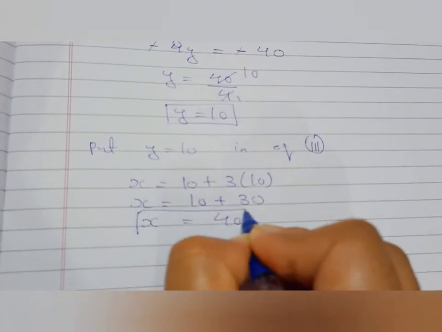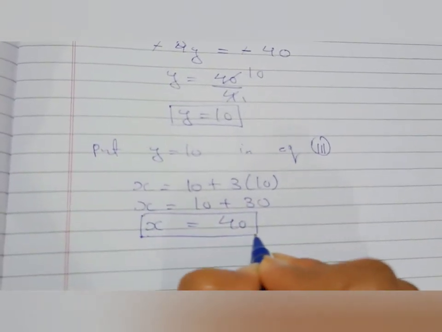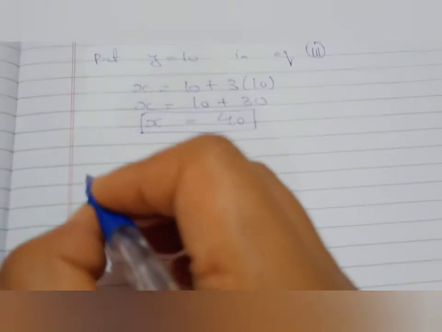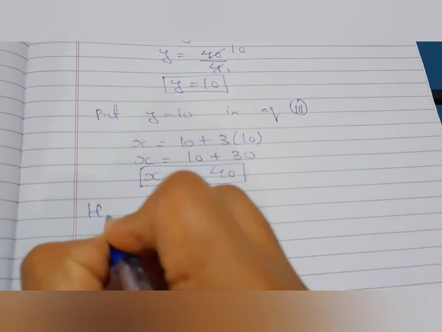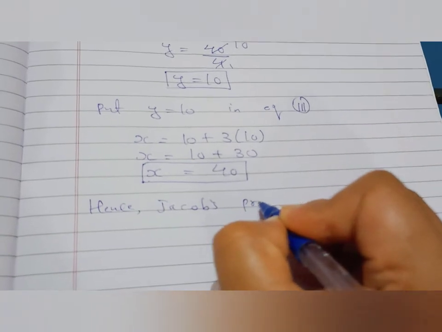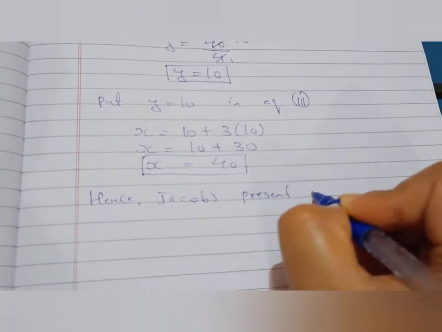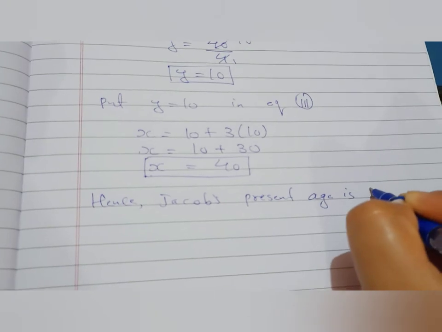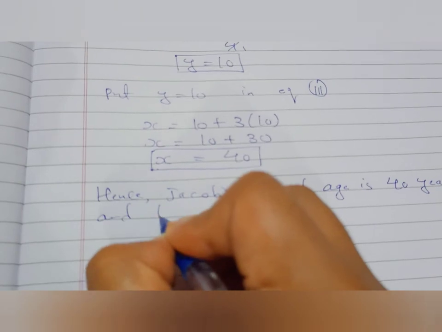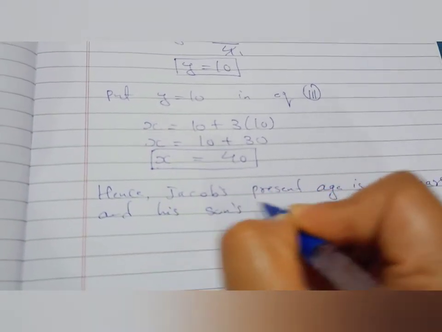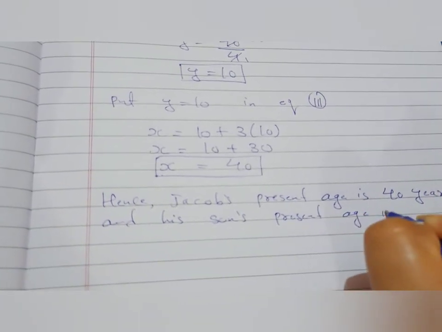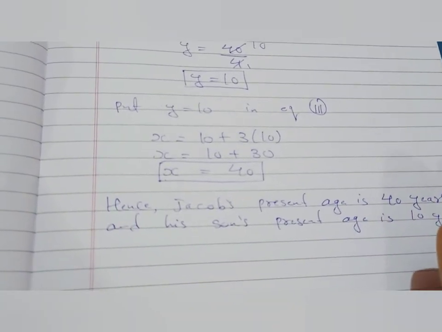So we got the value of x as 40, which was Jacob's present age, and y equals to 10, which was his son's present age. So we'll conclude our answer by writing, hence Jacob's present age is 40 years and his son's present age is 10 years.